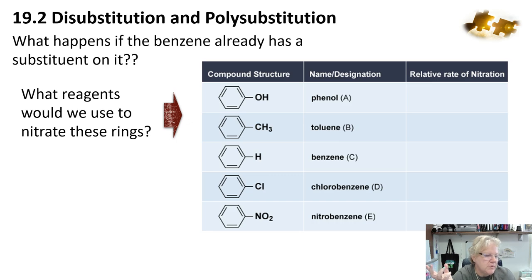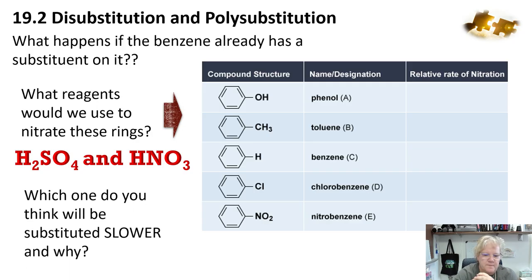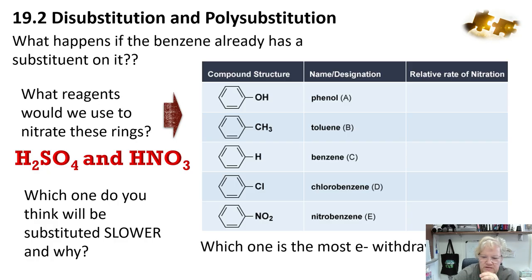What do we use to nitrate rings in EAS? Nitric acid and sulfuric acid. And if we look at these, which one do we think would be substituted slower, and why? Well, in a previous slide we did talk about the NO2 group being deactivating. So when it's deactivating, is it, of these, the most electron withdrawing? Yes. NO2 we said was very electron withdrawing.